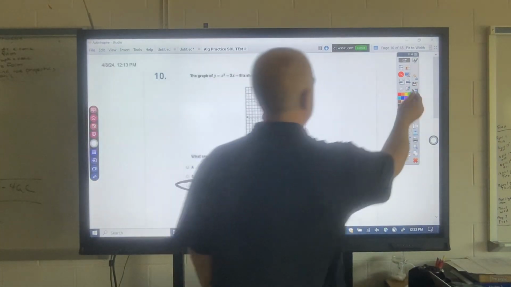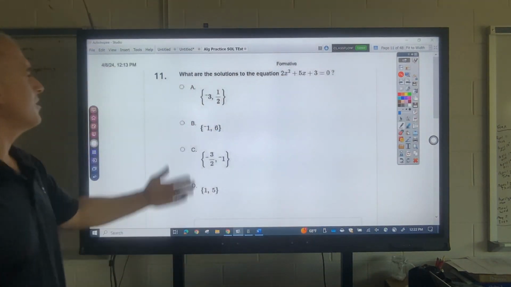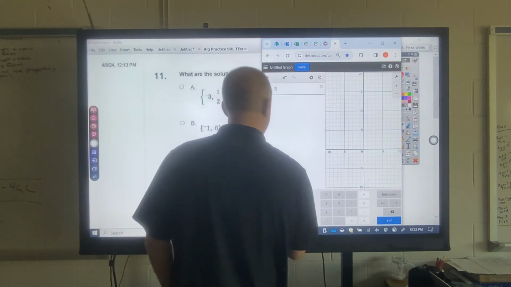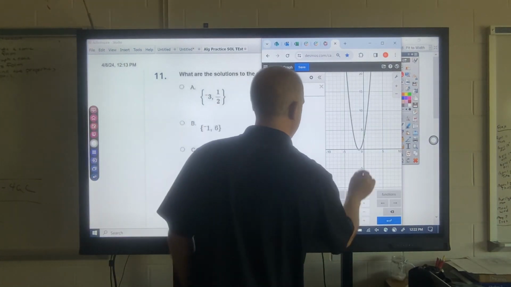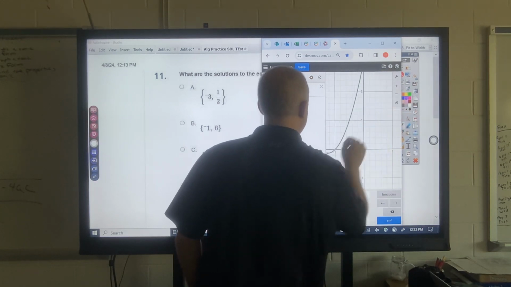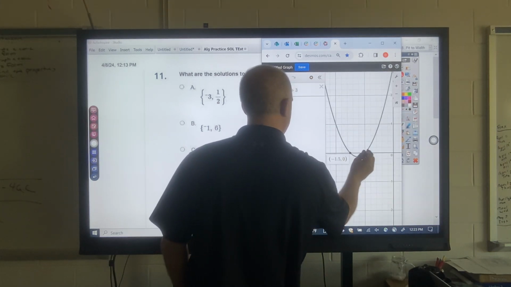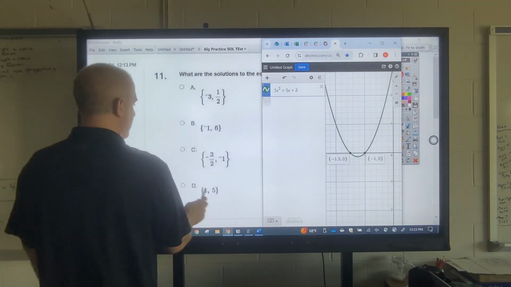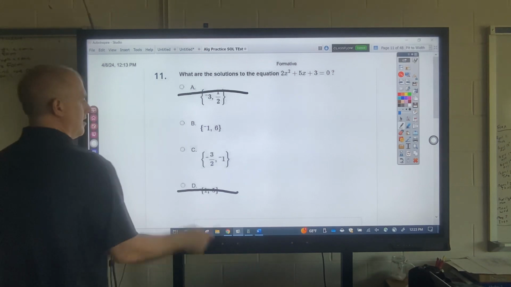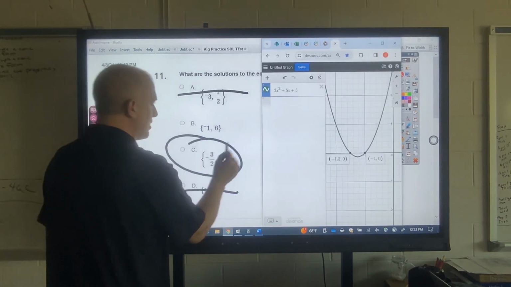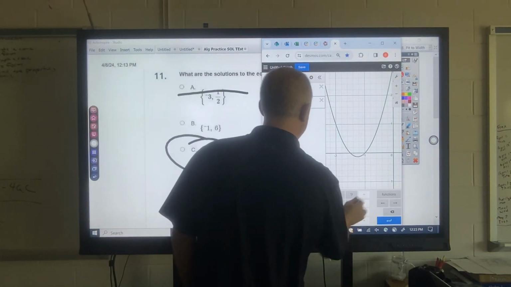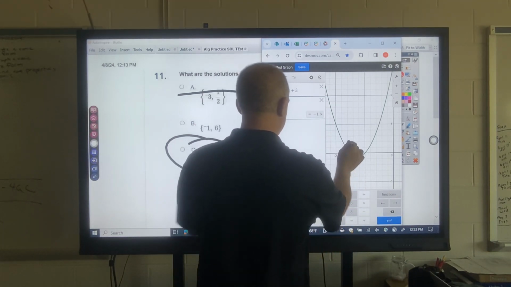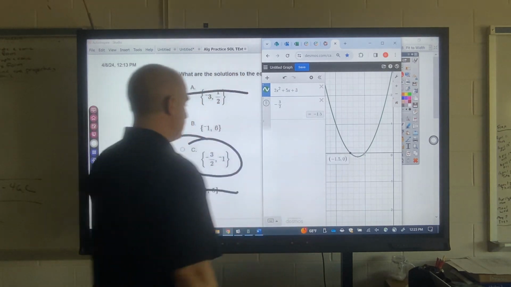Next question should be 11. What are the solutions? Once again, 2x squared plus 5x plus 3. I'm going to have to zoom in here. That's negative 1.5 and negative 1. So I know that these are out, these are out. Negative 1, well this is going to be it. If you ever need to check your fraction, negative 3 divided by 2, that's negative 1.5.